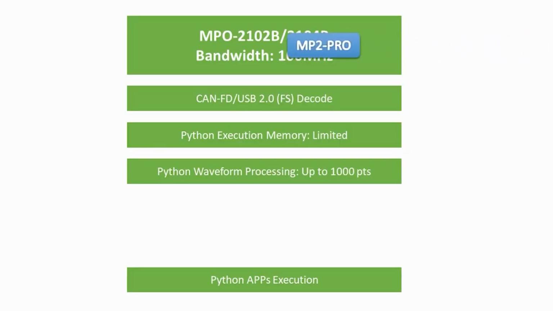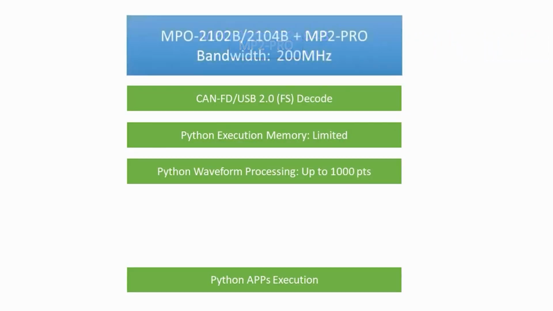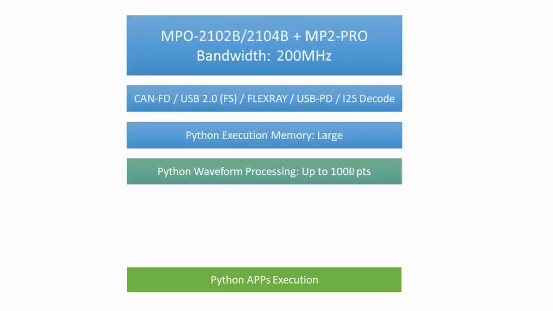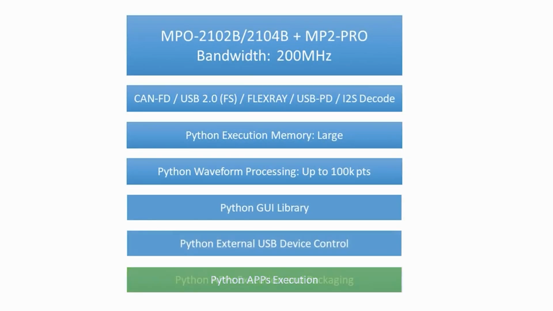MPO 2000 offers optional software upgrades, allowing users to upgrade MPO 2000B's bandwidth and functionality to match those of MPO 2000P. With its 5-in-1 functionality and Python script execution capability, MPO 2000 can help improve work efficiency and is the optimal choice for engineers.